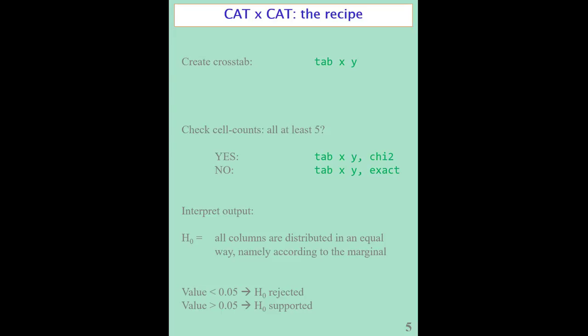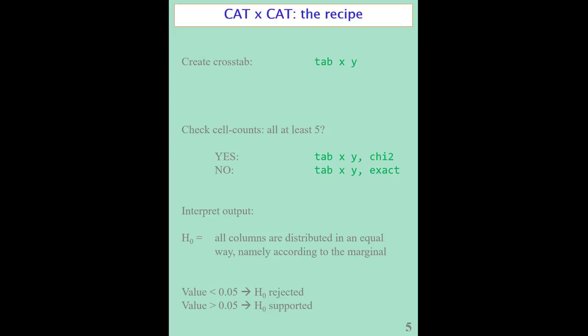If that works out, so we have indeed at least 5, then we do tab x y, chi2. And if we don't have that, then we do something else that's called Fisher's exact, and that you do through tab x y, exact. That will give you output. The output, once again, has a number in there, an actual test of the thing that we're testing here.